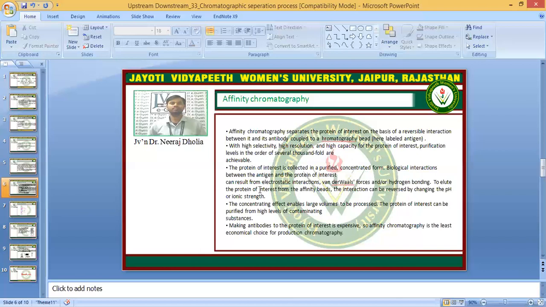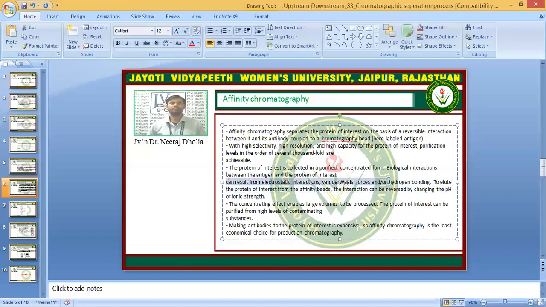Biological interactions between the antigen and antibody, the protein of interest, can result from electrostatic interaction, van der Waals forces, and hydrogen bonding. So the antigen-antibody interaction can be created by these types of interactions. To elute the protein of interest from the affinity beads, the interaction can be reversed by changing the pH or ionic strength. So whatever molecules are interacted or attached will be eluted out at the final step by changing the pH or the ionic strength.